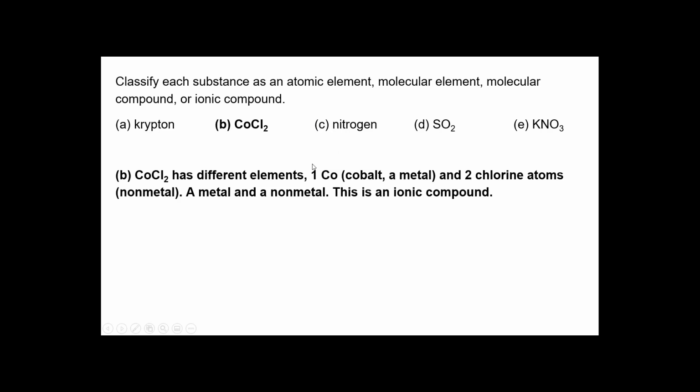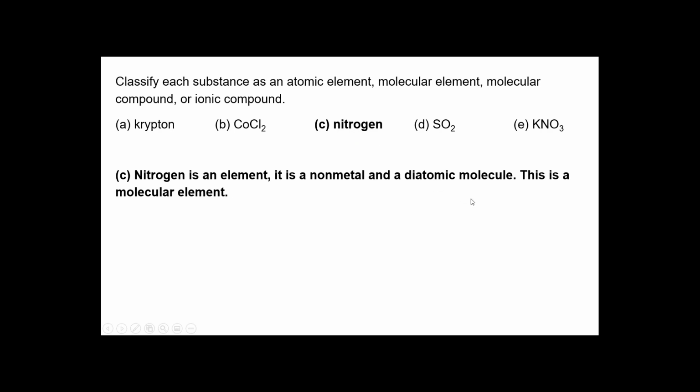Nitrogen. So again, where's nitrogen? Nitrogen is a nonmetal, and it's also a diatomic molecule because you're going to memorize and learn the 7 diatomic elements. So this is a molecular element. Okay, so we have sulfur dioxide. It has 2 nonmetals, sulfur and oxygen, and they're both, it says it here, nonmetals. It is a molecular compound, with a fixed ratio.